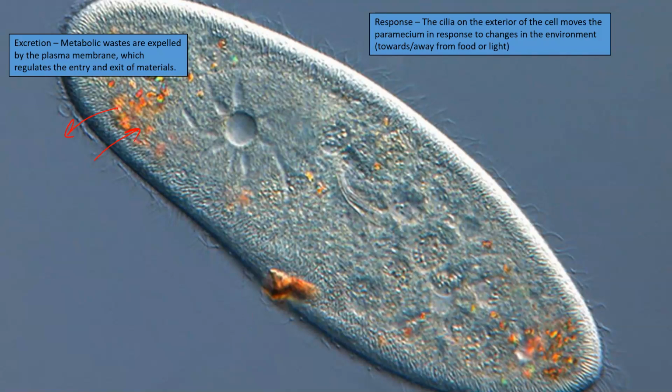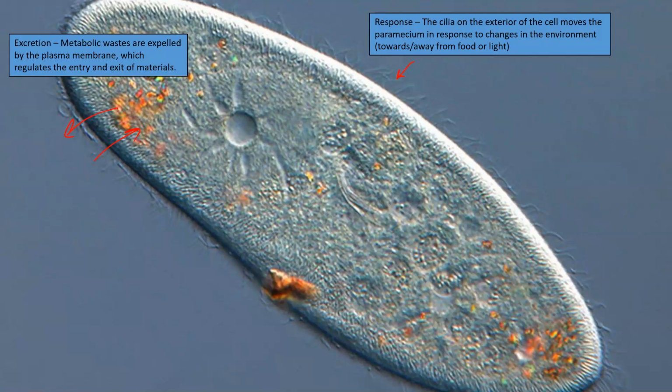Response: this single organism can respond to its environment in very specific ways. Notice that it has all of these cilia around the outside of the cell membrane, and those cilia will actually detect movements, or can actually move the paramecium in response to environmental changes. These parameciums can actually move to or away from light. It's called phototaxis.